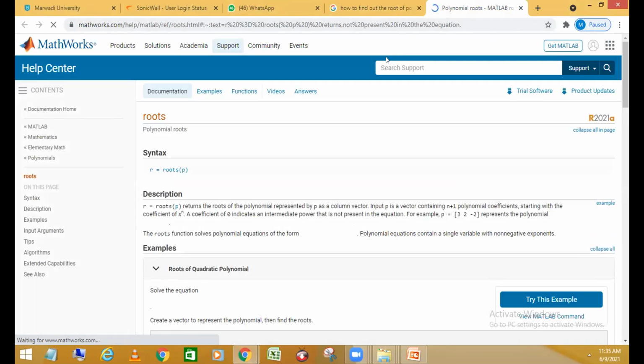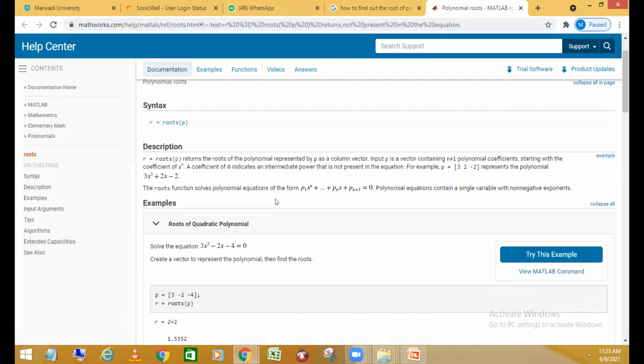Or you can use the direct MATLAB help box also. Here you can see one example: the polynomial 3x square plus 2x minus 2. It can be represented by p is equal to 3, 2, minus 2. The first digit represents the coefficient of the highest degree, then the second highest, and so on, and the last one represents the constant. You just write down this notation.